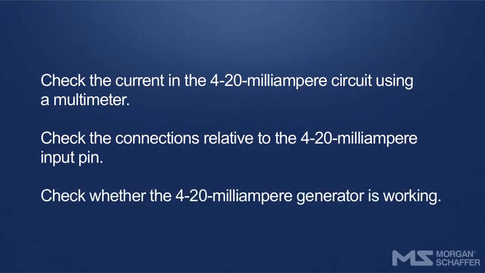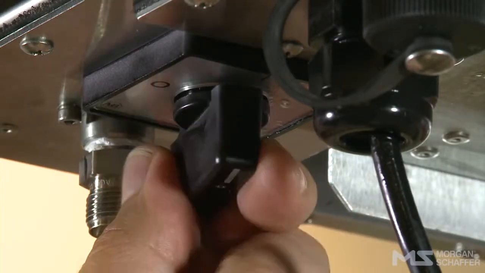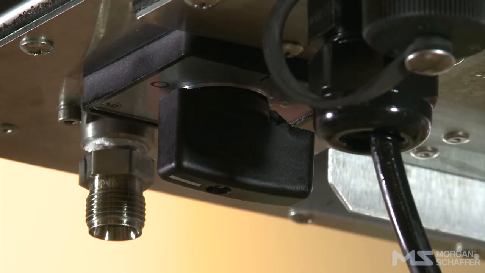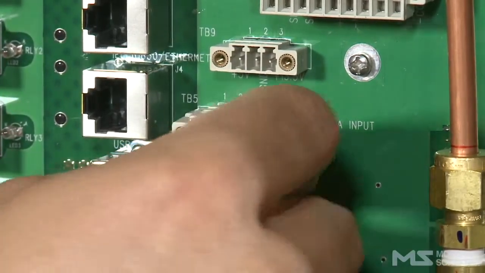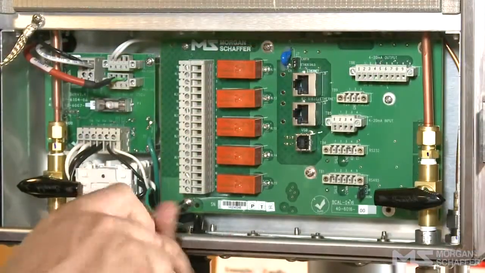Check whether the 420 mA generator is working. If the entry panel needs to be replaced, follow these steps. Turn off the Calisto and close its circuit breaker. Open the Calisto's door. Disconnect all of the cables and wires that are connected to the entry panel.